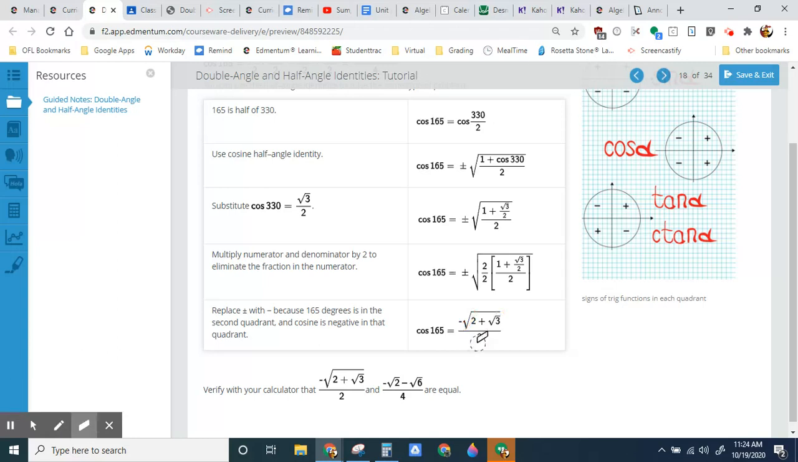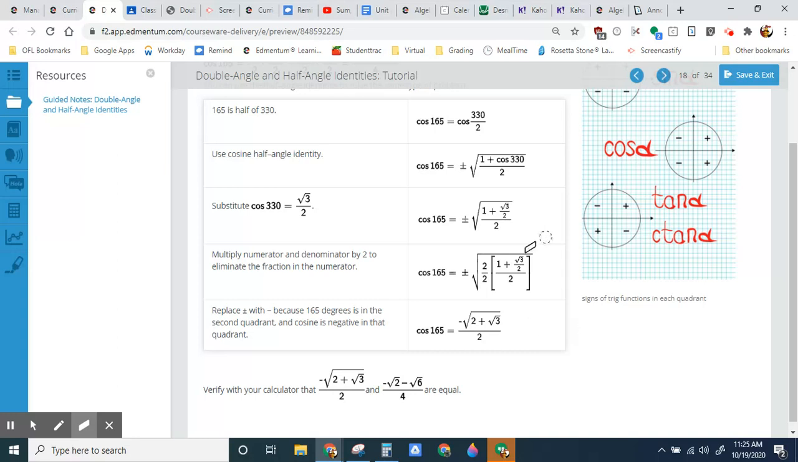All right, and the reason why we're going to do it as only negative, so replace this, is because of 165 degrees, where is it? Is 165 degrees in this quadrant or this quadrant? It's going to be in this quadrant, so the x values are negative. So we don't really have to ask the plus or minus because we know that 165 degrees is in the negative quadrant. Does that kind of make sense?